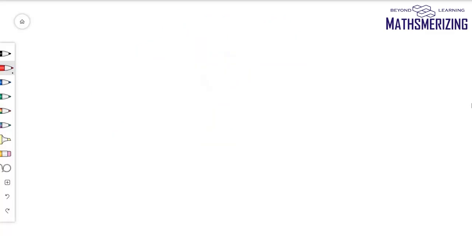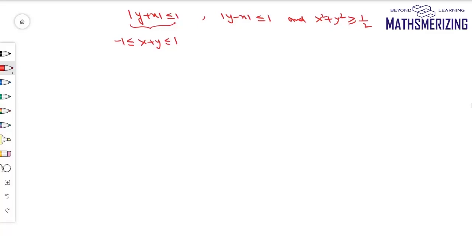What about this question? Represent the area bounded by the curves mod of y plus x is less than or equal to 1, and mod of y minus x is less than or equal to 1, and x square plus y square is greater than or equal to 1 by 2. Now for this one, I can simply write it as: when mod of x is less than a, then x lies between minus a and plus a. And for this one, again I can write minus 1 is less than y minus x is less than plus 1. So I'll draw the two straight lines.